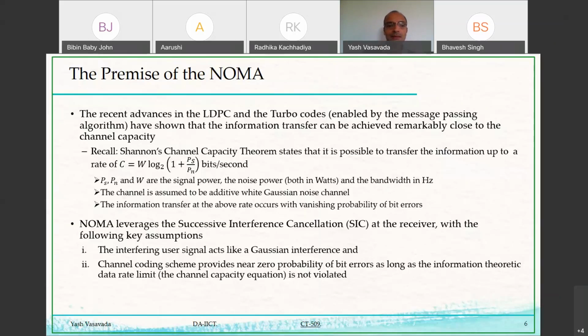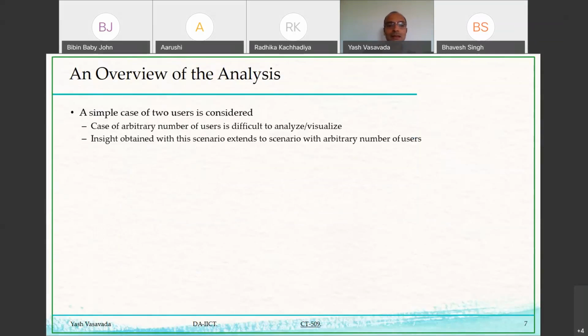Okay, so with that, let us consider the details of the analysis. In order to exhibit the performance gain of NOMA over OMA and CDMA, we are going to consider that there are only 2 users present. This simplifies the analysis, and it also conveys the concept in a very nice manner. But we have to keep in mind that this is definitely a simplified situation. In reality, there will always be more than 2 users.